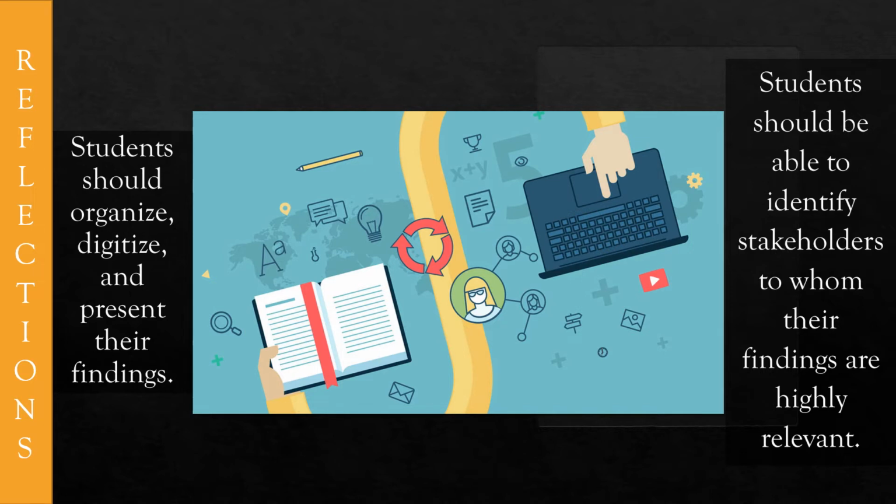Okay. And then his last point is that students should organize and digitize and present their findings. And then he says that word stakeholders, which is really where I'm starting to go, wait, I thought we were being for the good of the planet and human beings. But we're using a term like stakeholders, which is, again, usually seen in the profit sector. So anyways, students should be able to identify stakeholders to whom their findings are highly relevant is true. You want to make sure that your audience matches up with the content that you're trying to give to them.